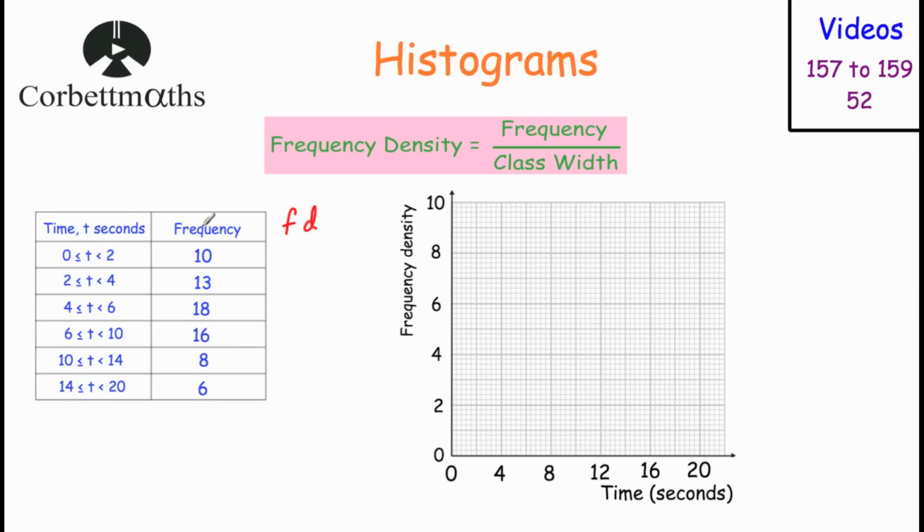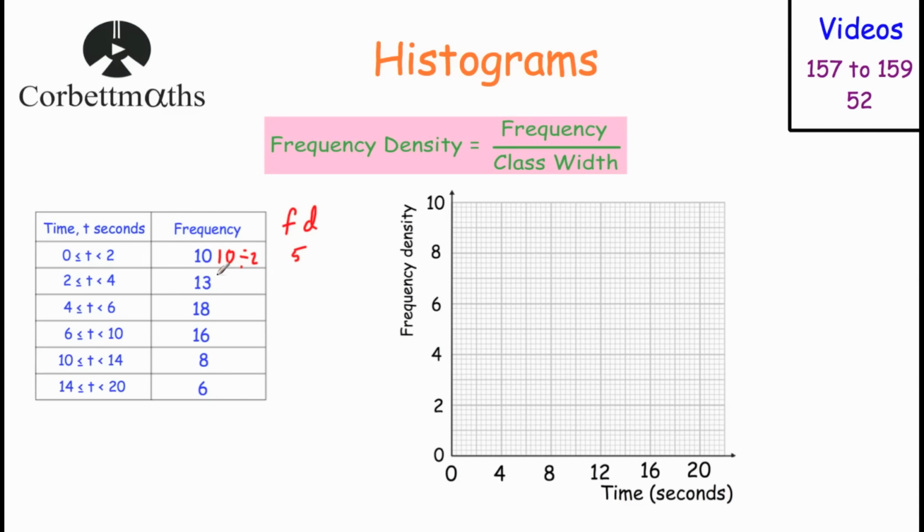Now we're going to work out the frequency density for each one of these groups or classes. From 0 to 2 seconds, that's got a class width of 2. It's 2 wide. It's got a frequency of 10. So if we do 10 divided by 2, the frequency divided by the class width, that gives us a frequency density of 5. So this category has a frequency density of 5.